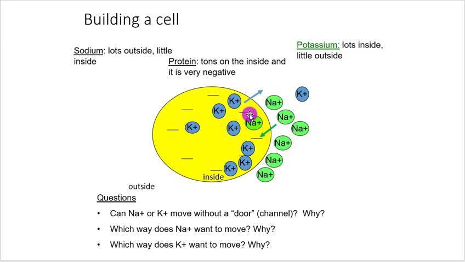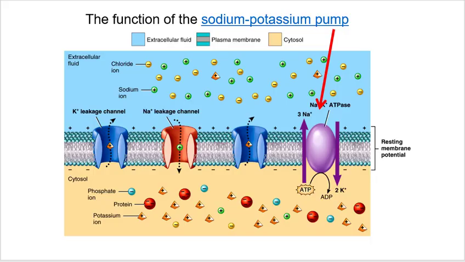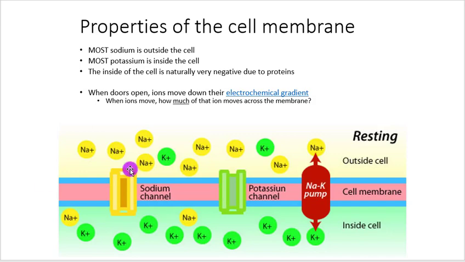So even though sodium leaks in, if we just let it leak in without ever pumping it out, then eventually you're going to have equal concentrations. We can't let that occur. So it leaks in, and we always have a pump working quietly, pumping sodium back out. And the same thing with potassium. Okay, so that's the idea of the sodium-potassium pump. 3 sodiums go out for every 2 potassiums that go in.